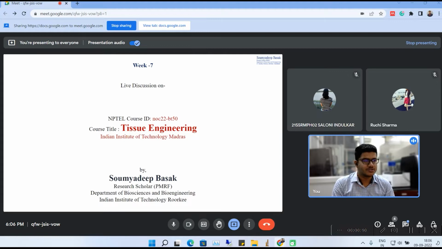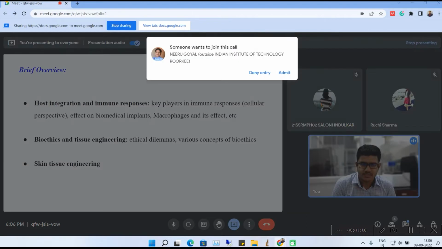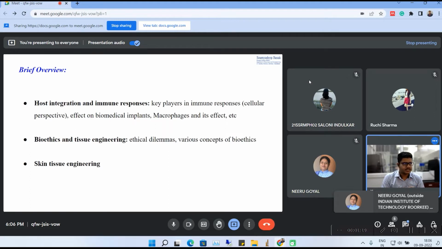This is almost towards the end. This is week 7 of the NPTEL-PMRF scheme sessions on the course Tissue Engineering from IIT Madras. This week we have studied about host integration and immune responses, what the key players and key cellular components are, as well as the properties that need to be taken into account to modulate host integration and immune responses, so that we can have a successful graft integration or tissue engineering application.